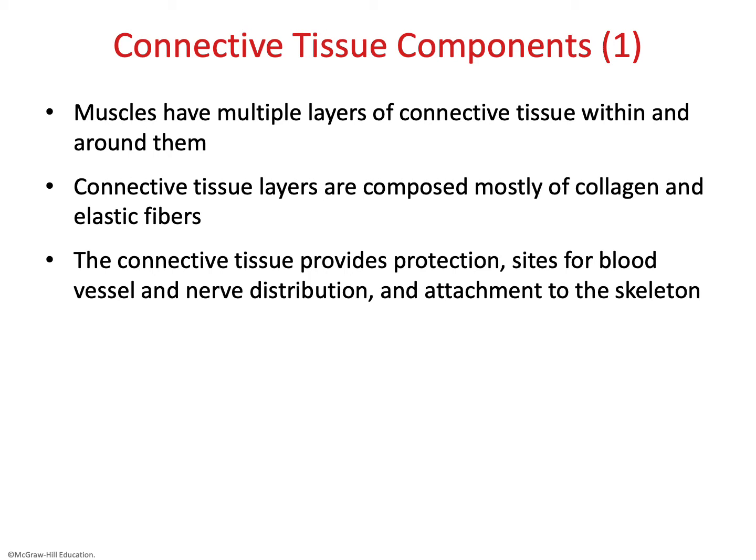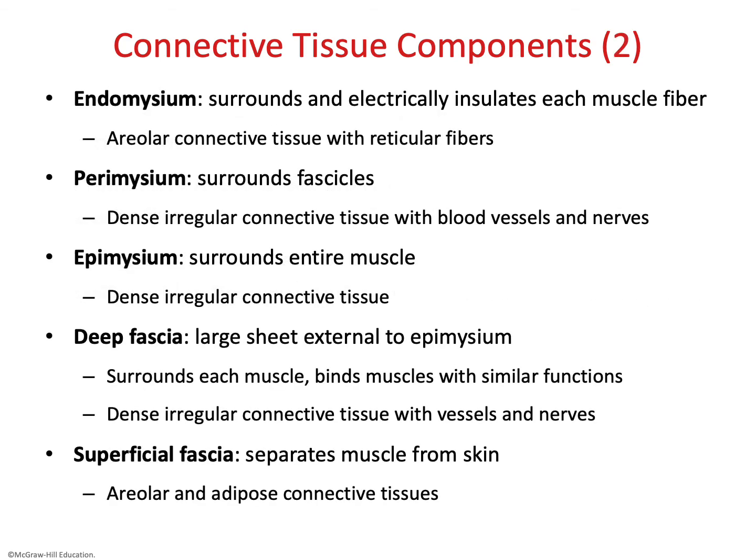These layers are connective tissue, and they provide protection, sites for blood vessel and nerve distribution, and attachments to the skeleton. So these connective tissue components, the endomysium, think endo means inside. Endomysium surrounds and electrically insulates each muscle fiber. The perimysium surrounds each fascicle, and the epimysium surrounds the entire muscle. Then we have deep fascia and superficial fascia, and the fascia will help separate the muscle from the skin and also just serve as packing material.